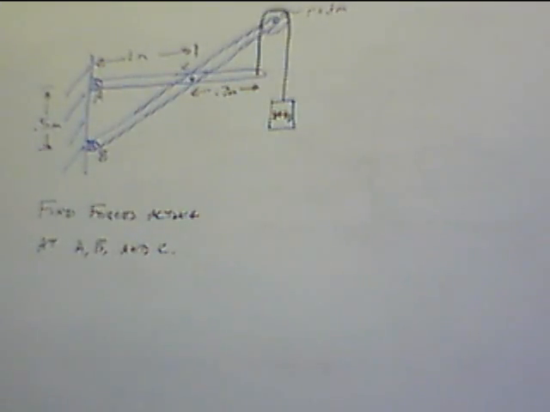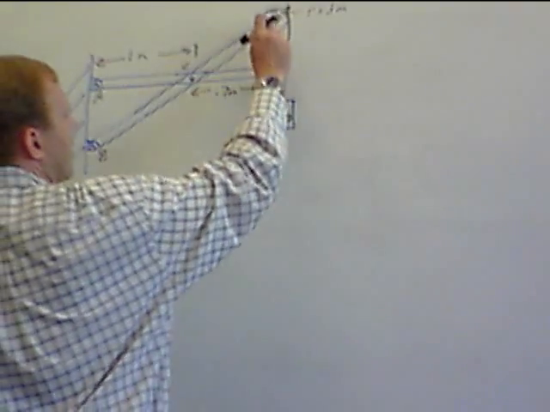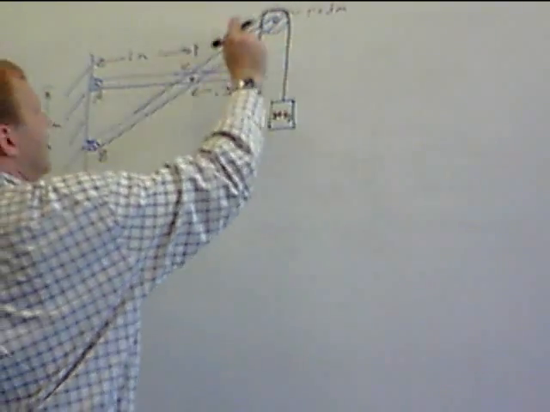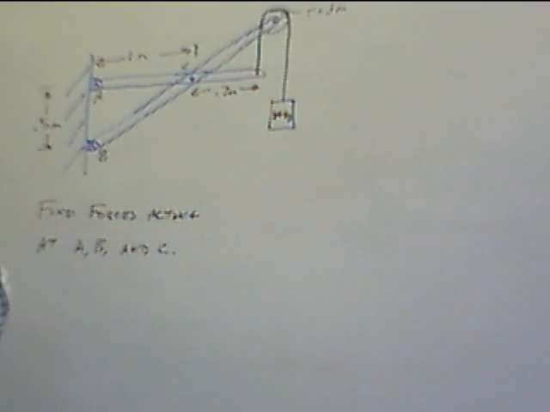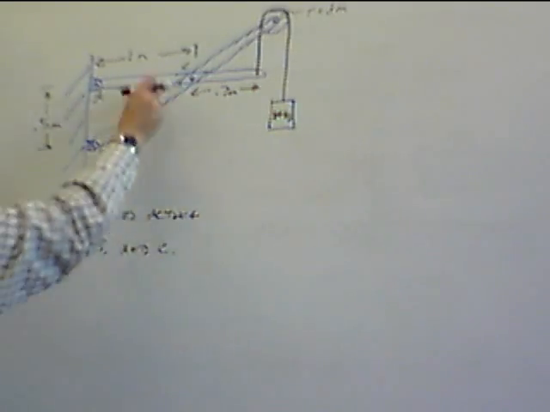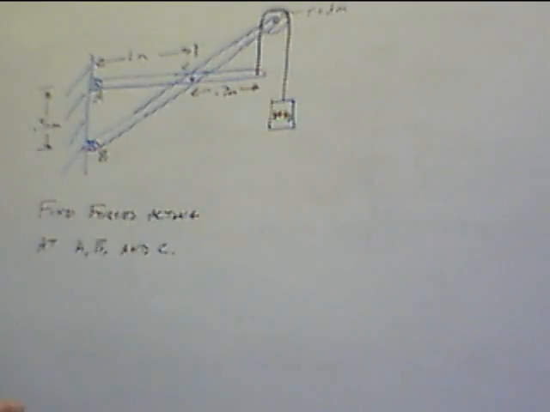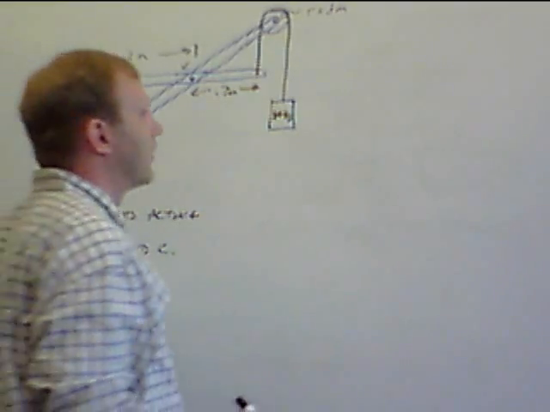So we need to break this up into pieces. We're going to have at least 2 pieces here. It makes sense to keep, considering we don't care about the forces between beam BC and the pulley, we're going to keep those attached. And then we're going to look at this beam here as well. Okay, so I'm going to draw those 2 beams and I'm going to draw the free body diagrams for them.